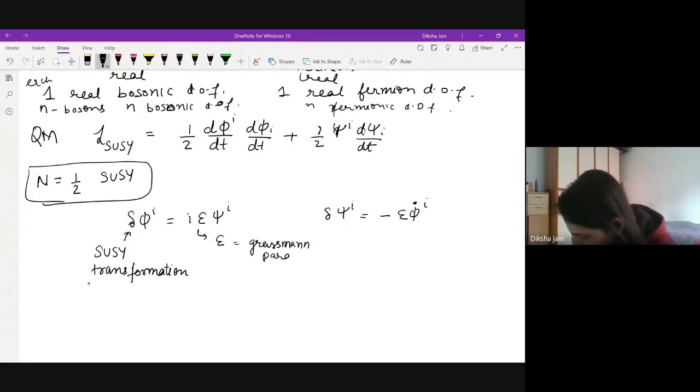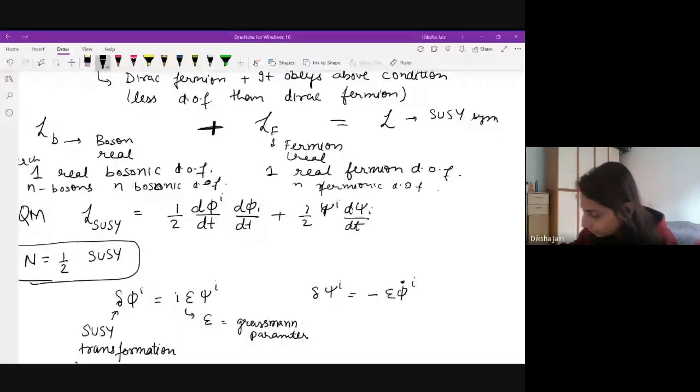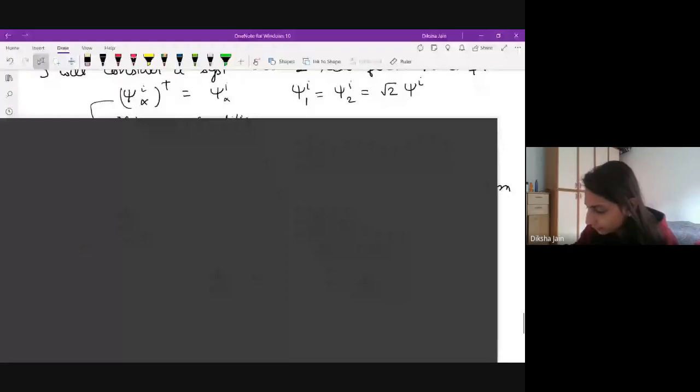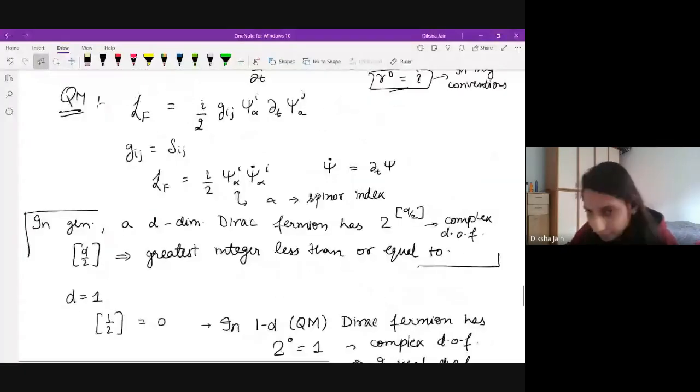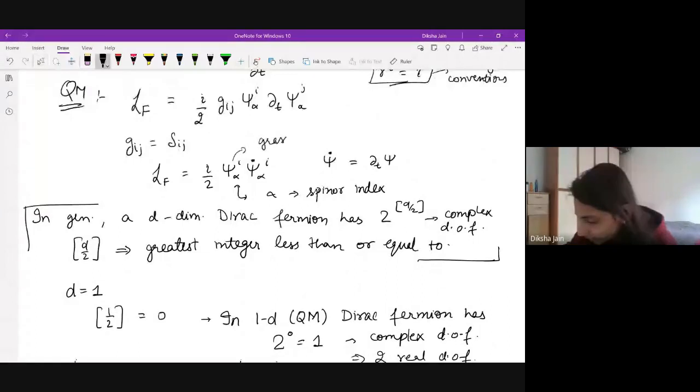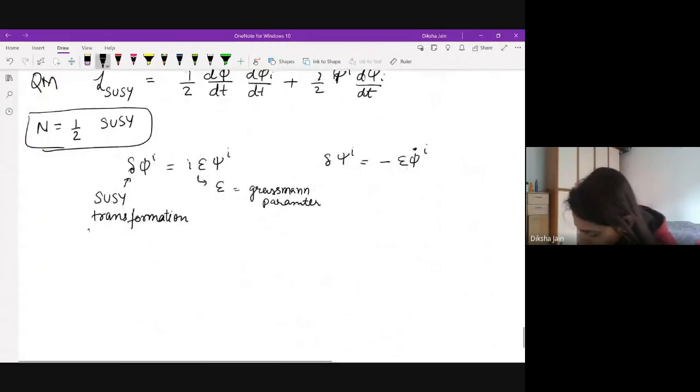Grassmann parameter means that when it crosses any Grassmann number, it will give you a negative sign. And notice that since ψ is a fermion, these ψ's are also Grassmann. So since these ψ's are Grassmann, this ε is also Grassmann. So you get ψε is minus εψ. When you change the order, there is a negative sign because this is Grassmann.